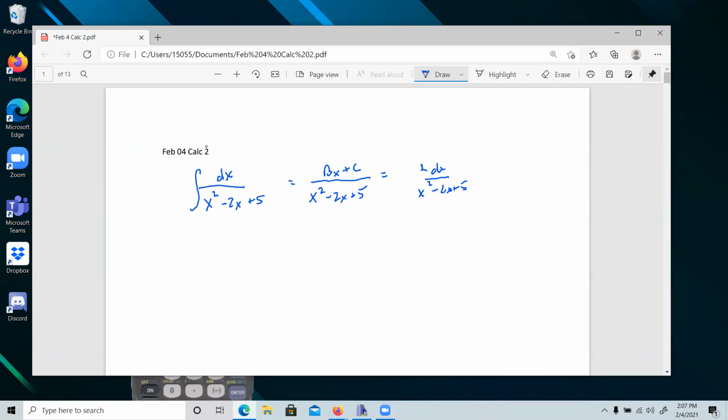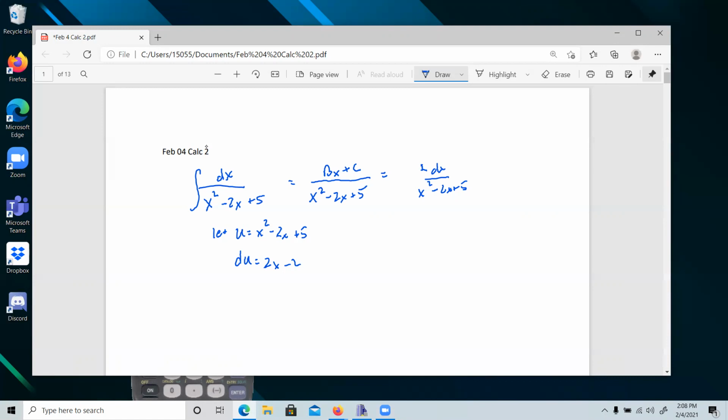If I just set u equal to this bottom thing and take the derivative, du is equal to 2x minus 2. Great. Oh, I don't have an x up here. I have a dx, I don't have an x. So there's nothing I can really deal with here. We're at a loss.